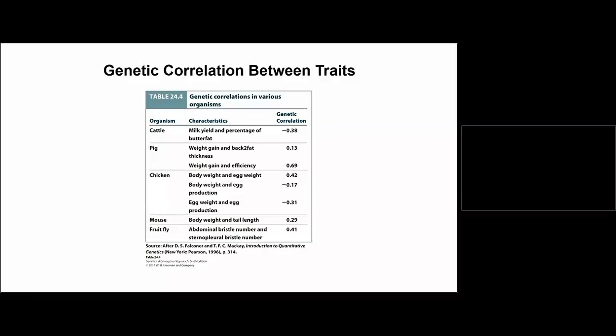So we'll stop here with quantitative genetics, and after the break, we're going to talk about mapping these genes and how we find them, and how we do this stuff in humans.